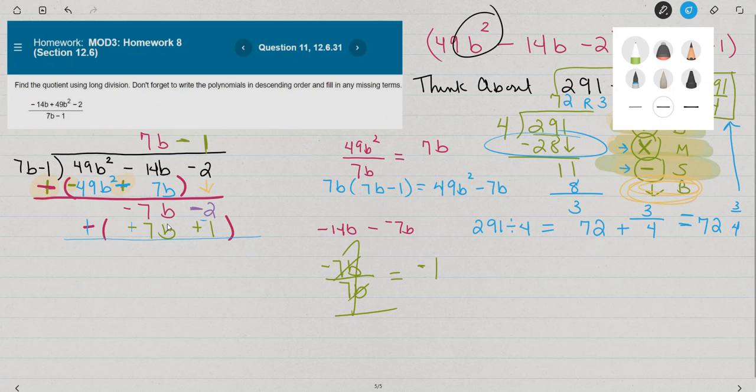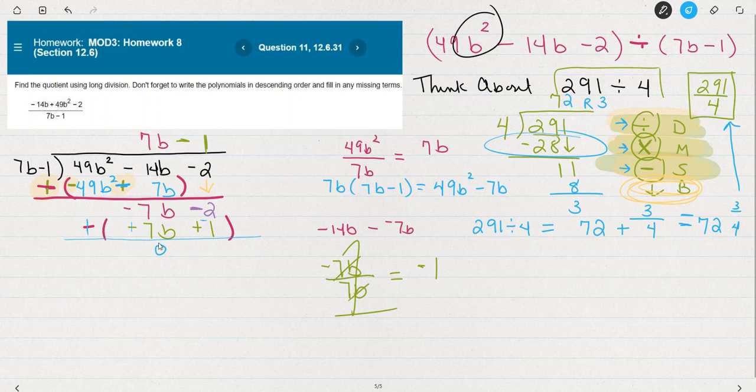That's easy. Negative 7b plus 7b, that just clears away to 0. Negative 2 plus negative 1 is negative 3, and there's our remainder. So the remainder, negative 3. The way I'm going to write the final answer is like this. I've got my quotient, 7b minus 1, but then I'm going to say plus this negative 3 over the divisor, 7b minus 1. Do you notice that that plus a negative 3 could just be written minus 3 over the 7b minus 1?